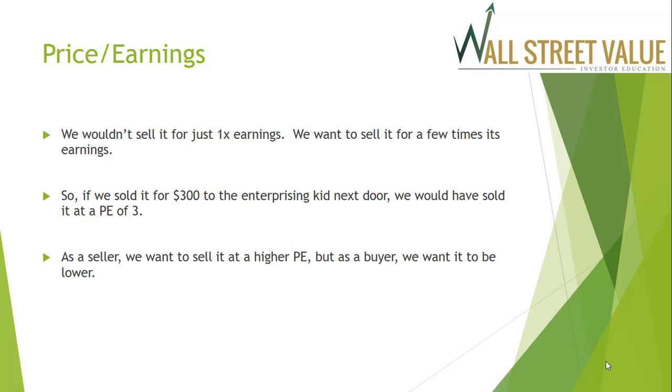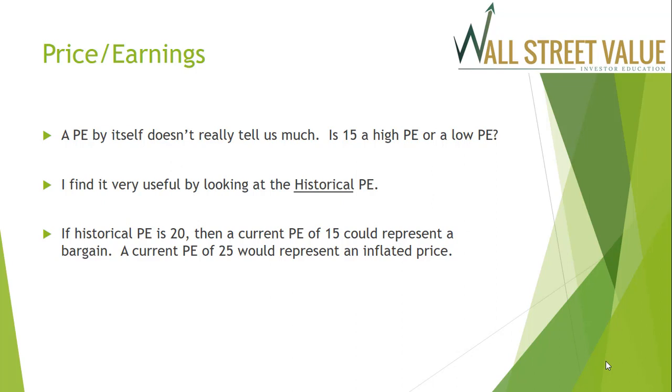Now, as a side note here, most privately held businesses get sold for a lower price to earnings, somewhere around 7 or 8 times earnings. Publicly traded companies, because there's a liquid market and it's easier to sell, usually sell for a higher PE, usually around 15. As a seller, we want to sell it at a higher PE, but when we're buying a company, we want it to be lower. PE by itself doesn't really tell us much. Is 15 a high PE or is it a low PE?